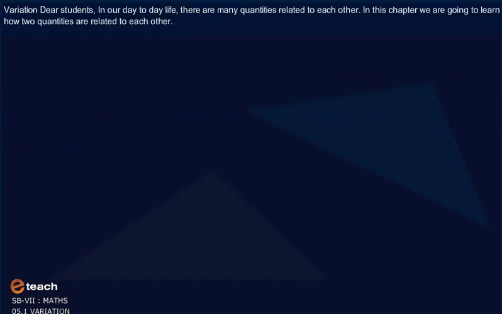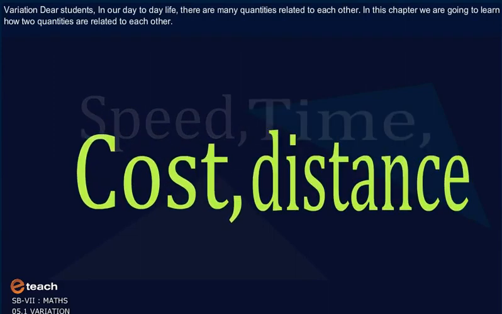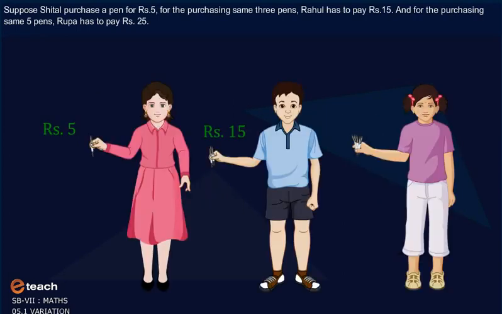Variation. Dear students, in our day-to-day life, there are many quantities related to each other. In this chapter, we are going to learn how two quantities are related to each other. Suppose Sheetal purchased a pen for rupees 5. For purchasing 3 such pens, Rahul has to pay rupees 15. And for purchasing 5 such pens, Rupa has to pay rupees 25.